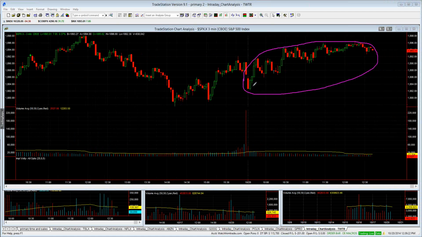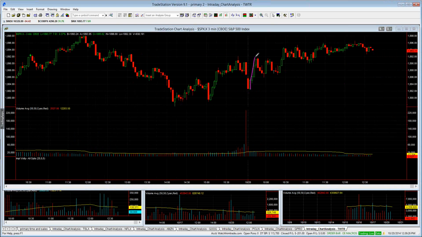Basically what you had is a slight gap down with a move up right at the open from 1882s up to 1892s, but since then you really just haven't gone anywhere. You have been trading between 1890 and 1896 since about 10:30, going on 2 hours, which, if you think about the volatility that we had last week, is pretty incredible comparatively speaking.